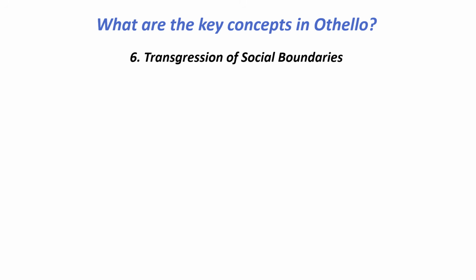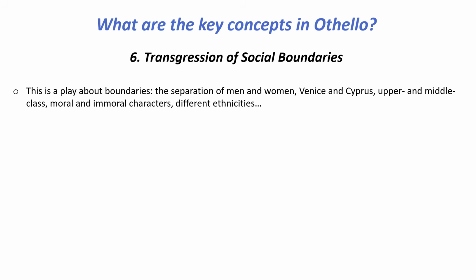And finally, we're going to look at the concept of the transgression of social boundaries. And I suppose this idea kind of sums up everything that I've been talking about. So if you were to list the boundaries in the play, the list would almost be endless. You've got the separation of men and women into their separate spheres. You've got the separation of Venice in Europe and Cyprus kind of on the border between Europe and Asia. You've got discussion about upper class characters and middle class characters and who should be in which class. You've got the boundary between morality and immorality. You've got different ethnicities and so on.